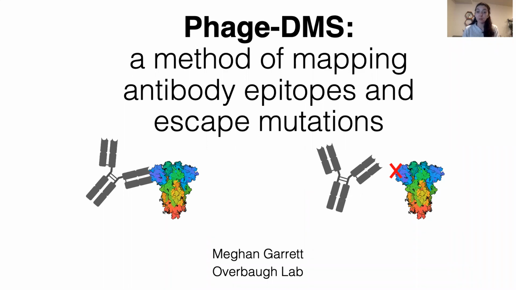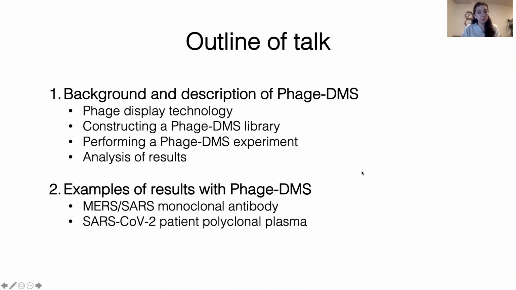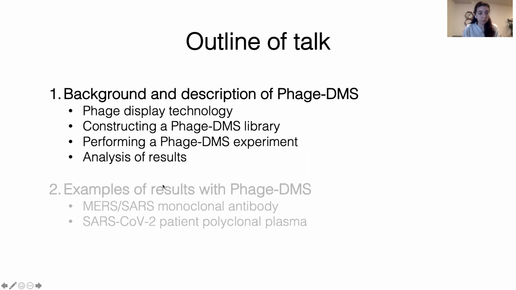And today I'd like to tell you about a new method which we have developed to map antibody epitopes and escape mutations, which we call Phage-DMS. Today I'm going to first go over some background on phage display technology in general, and then how we construct a Phage-DMS library, how we perform experiments with these libraries, and how we analyze our results. And then I will walk us through some quick examples of results that we have gotten with Phage-DMS libraries using either a monoclonal antibody or patient polyclonal plasma. And so first, I will go over the background.